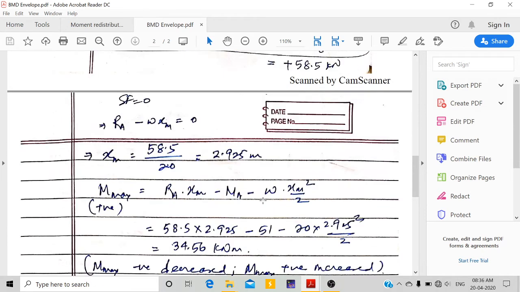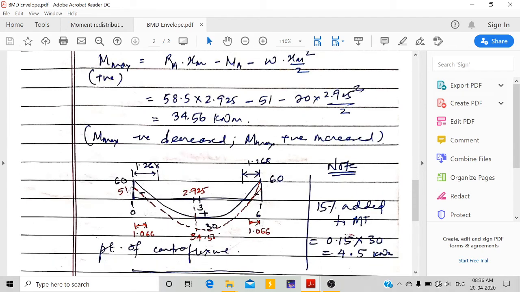So moment about A is 51. This is after redistribution. 15% I've redistributed, giving 51, and moment about B I've kept the same, 60.